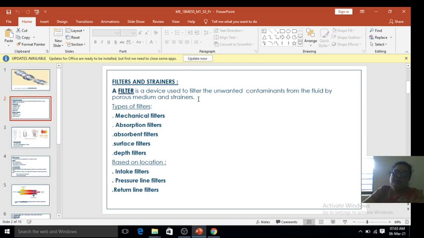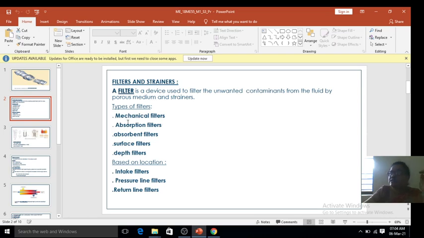There are different types of filters. One is the mechanical filter, the absorption filter, and the adsorption filter, and these adsorption filters are further classified into two types: surface filters and depth filters. Based on location, they can be classified into three types: intake filters, pressure line filters and return line filters. Mechanical filters are used to remove unwanted materials like chips, iron particles and solid particles present in the fluid.